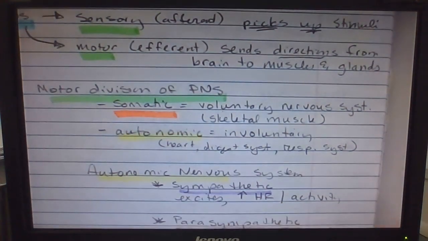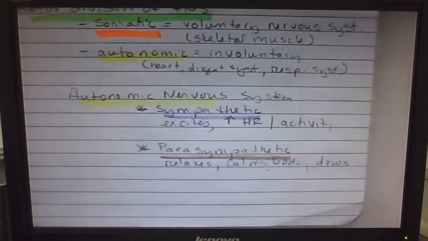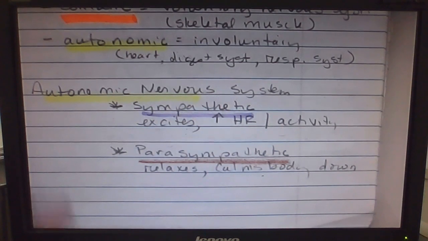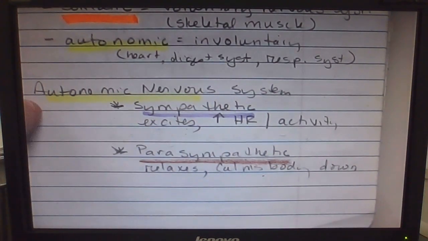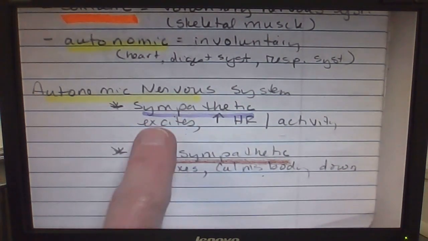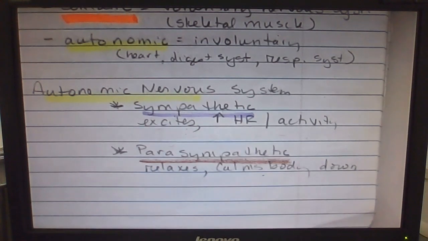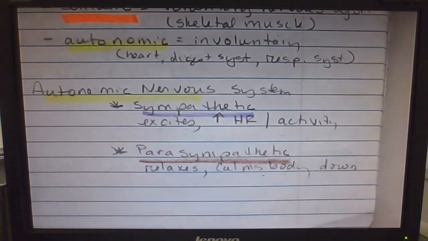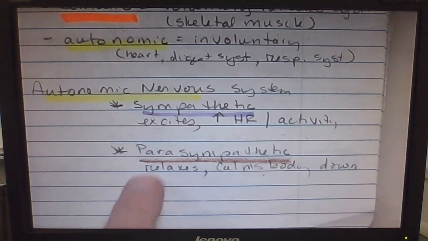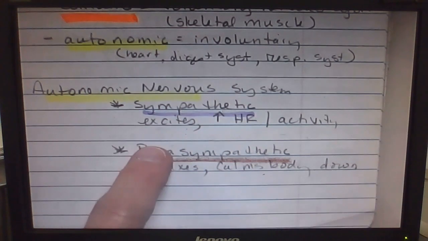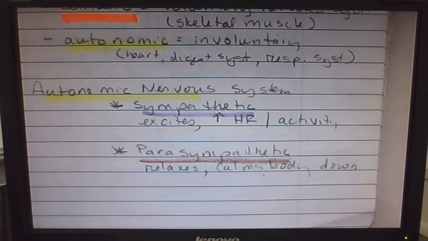The autonomic nervous system can be further divided into the sympathetic and parasympathetic components. Sympathetic excites. It raises your heart rate, increases activity. So sympathetic gets you going. Parasympathetic relaxes and calms the body down.